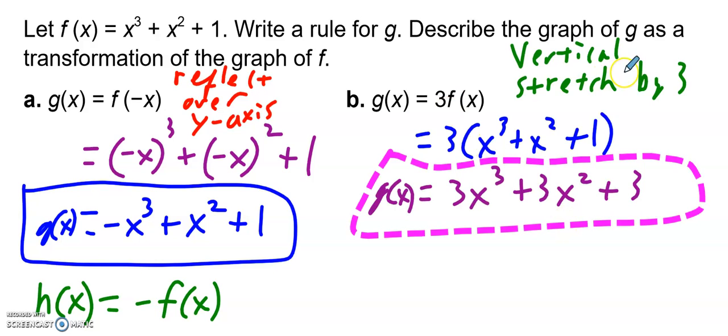So B is a vertical stretch by 3. I know that because the 3 is outside of the parent function. The parent function is f of x, and it's being multiplied by that. So there's two ways I can write this. The blue would be correct. It is literally saying multiply 3 times the entire function, right? And the entire function is x cubed plus x squared plus 1. Or I can distribute that, and so that's what you see here in the purple. So I get 3x to the third plus 3x squared plus 3. So either the blue or the purple would be correct.